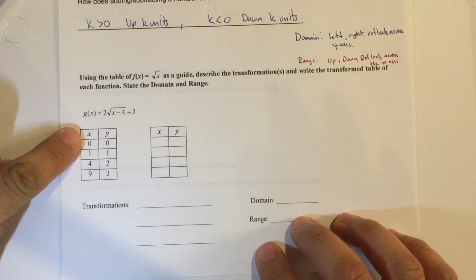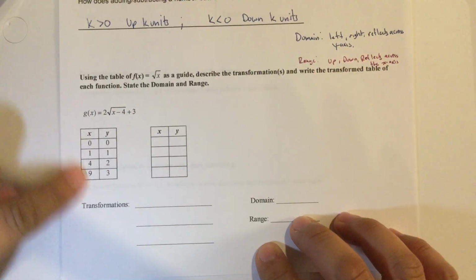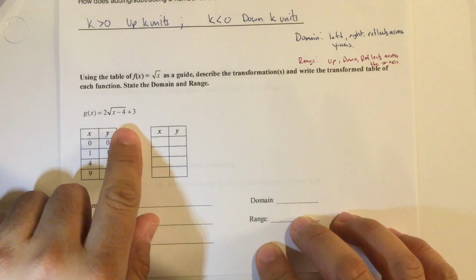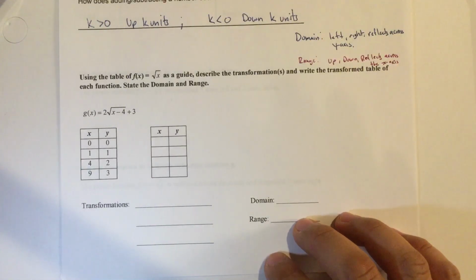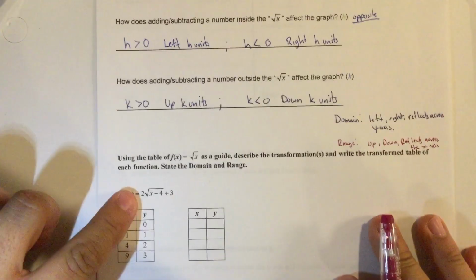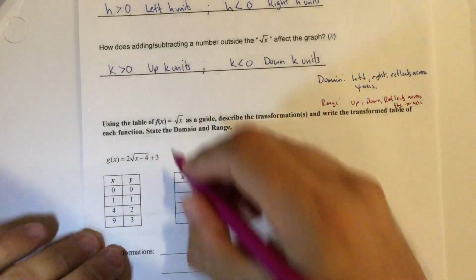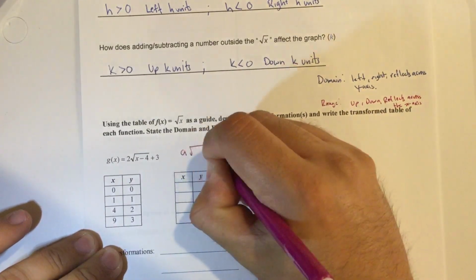All right, so we're given the parent function of the square root function, or the table of the square root function, and now we have these transformations here. So the first thing we're going to do is list each one. When I make a comparison, remember transformation, so I'm just going to write it here so I don't have to keep referencing back up there.